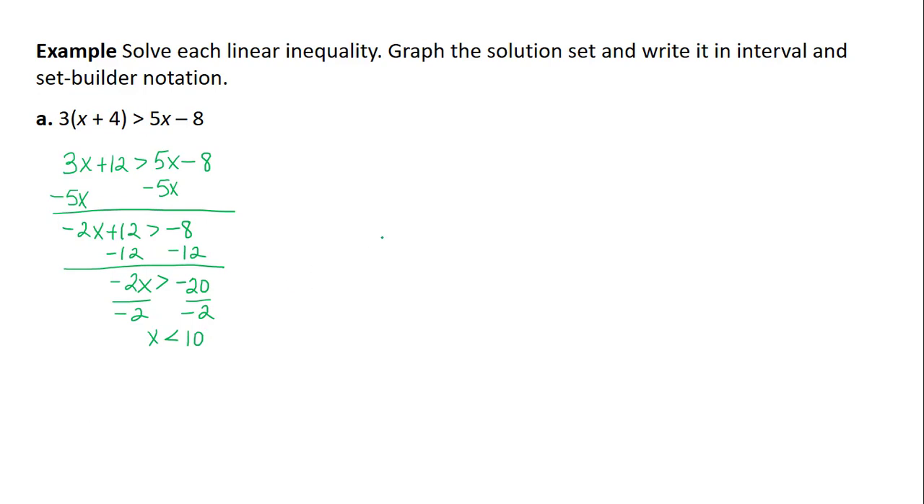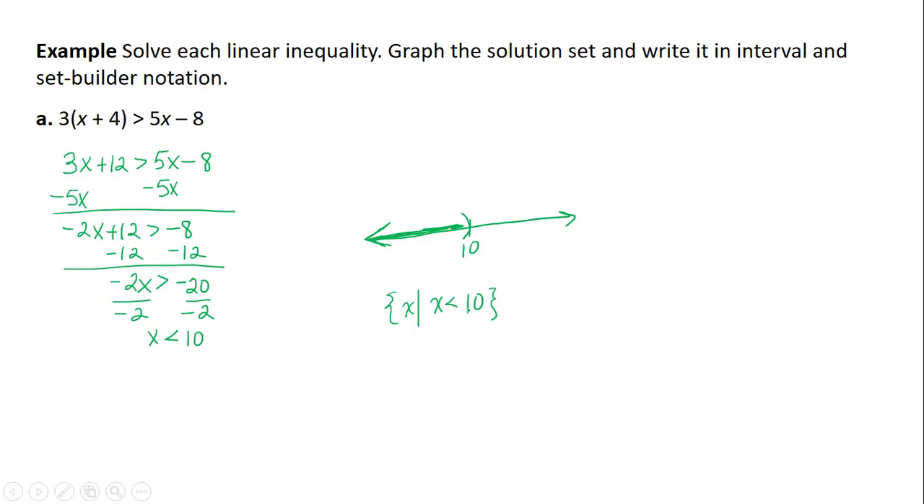To graph the solution set, we draw a number line and mark 10 on it. Then we shade the portion that corresponds to numbers less than 10, which is to the left of 10. Because 10 is not a solution, we place a parenthesis on 10. The set builder notation is the set of x such that x is less than 10.